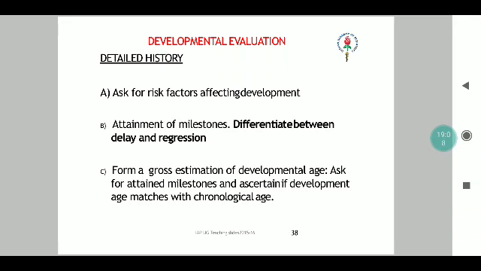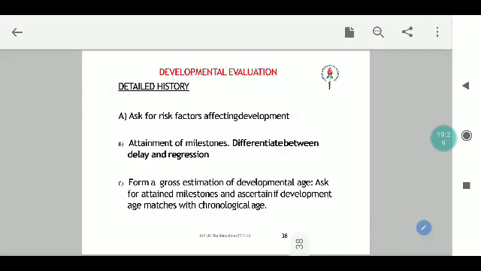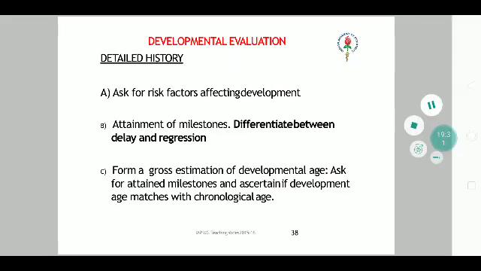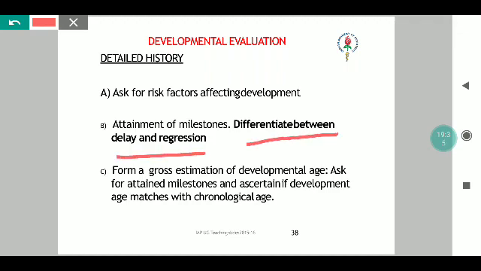Now, coming to developmental evaluation, it's important to take a detailed history from the child. We must ask for certain risk factors which affect development, like poor socioeconomic status, poor care by the mother, known family history, any syndromes or difficulties during the pregnancy or during the delivery process, any postnatal difficulties which were there. And it is important to ask about the attainment of milestones. And this is important to distinguish between delay and regression.